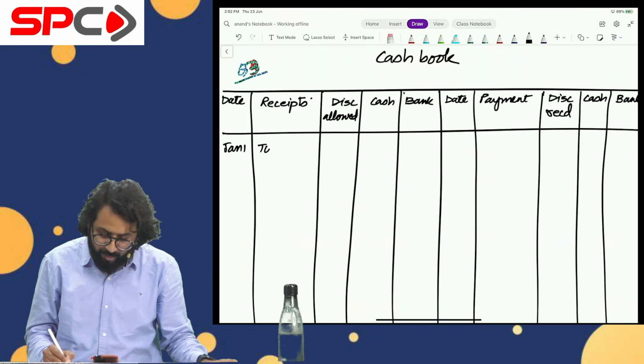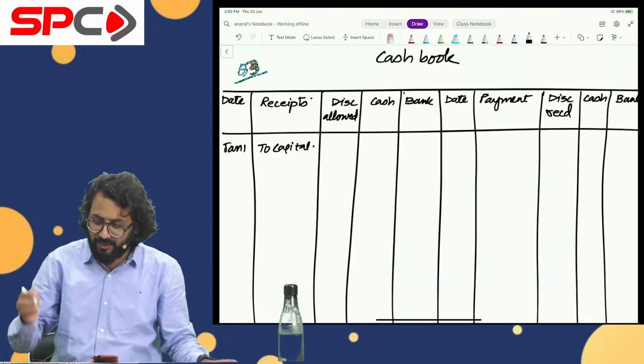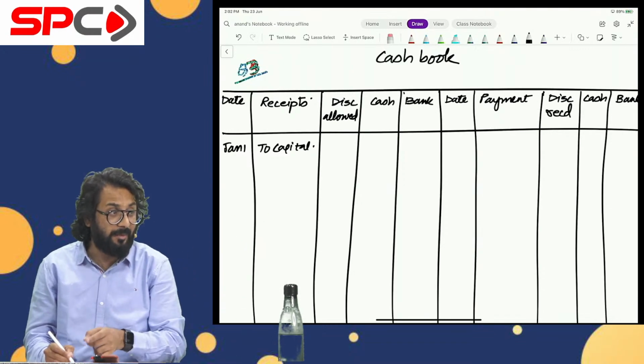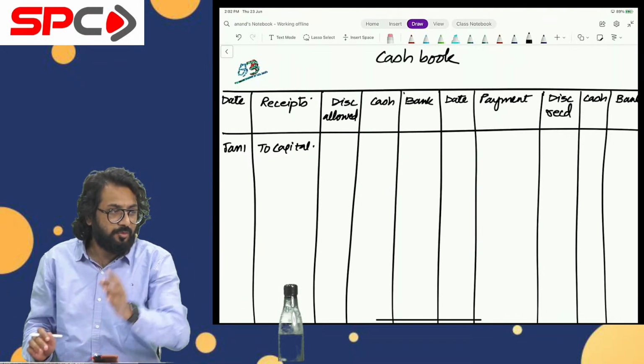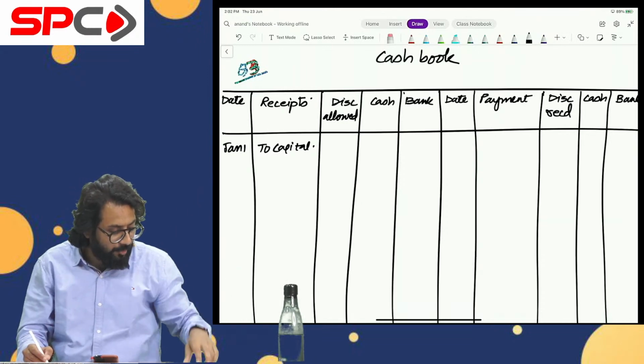I'll write down to capital. But if you remember, I made an entry what? Cash to capital. So in the cash column debit side, I am writing down to capital. Do you understand now? I am doing actually the posting. So my entry was cash to capital. So in the cash column, I am writing down how much?